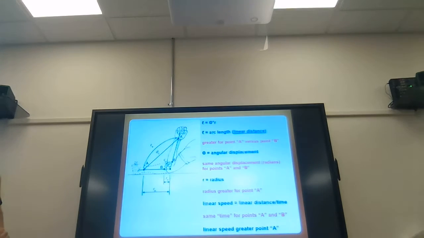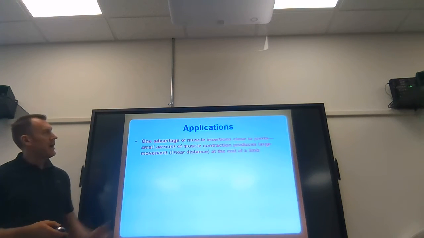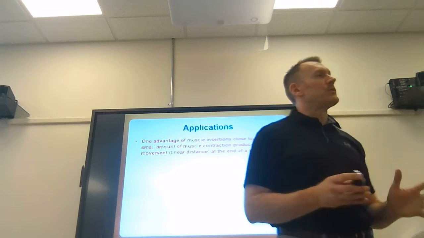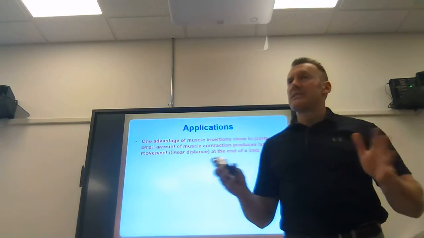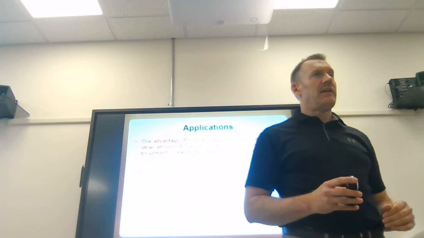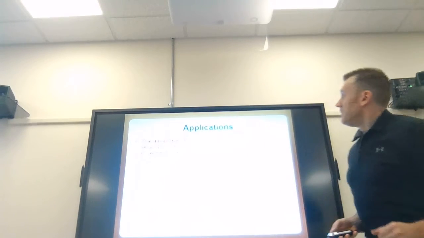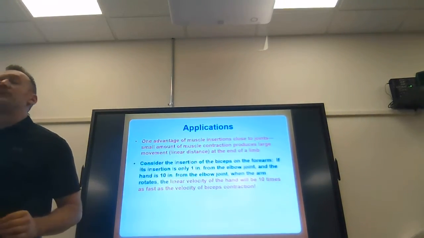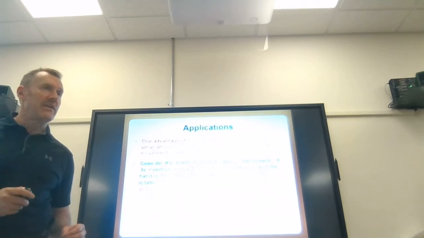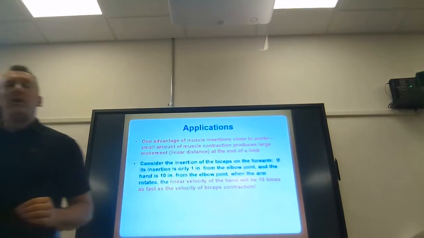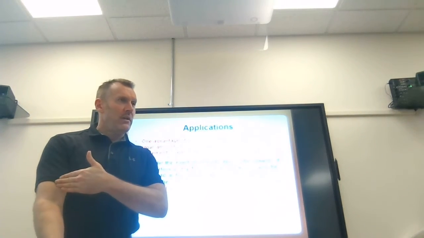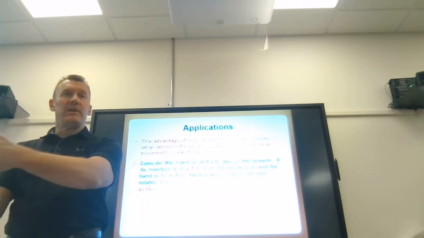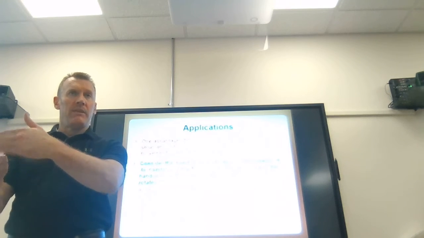So how does this apply? What is the application? One advantage of muscle insertions closer to joints is that the velocity is magnified at the end of a limb. Muscles have a very limited ability to shorten. Muscles can generally only shorten to about 50% of their resting length. So a relatively slow contraction velocity in a muscle is going to be amplified at the end of the limb or implement that's being held in the hand.